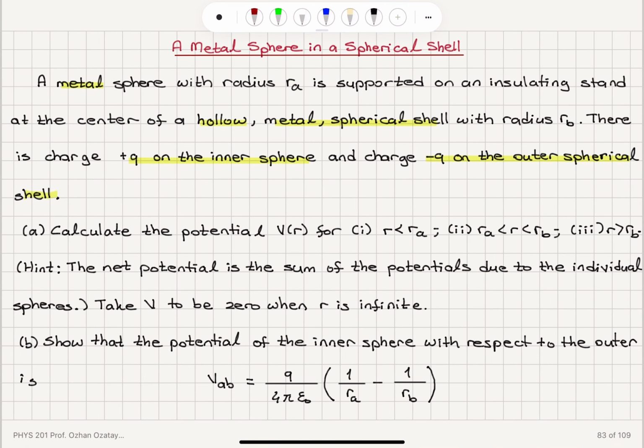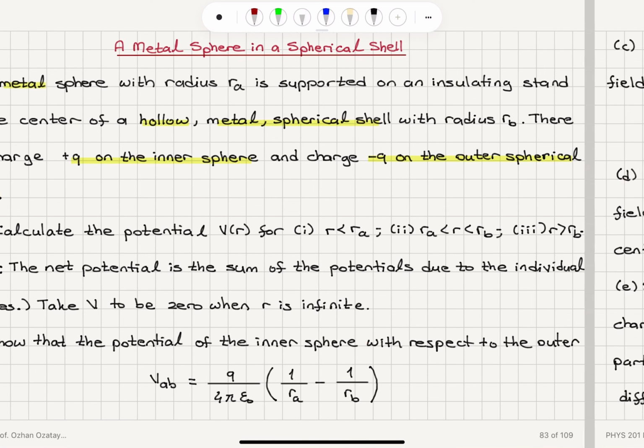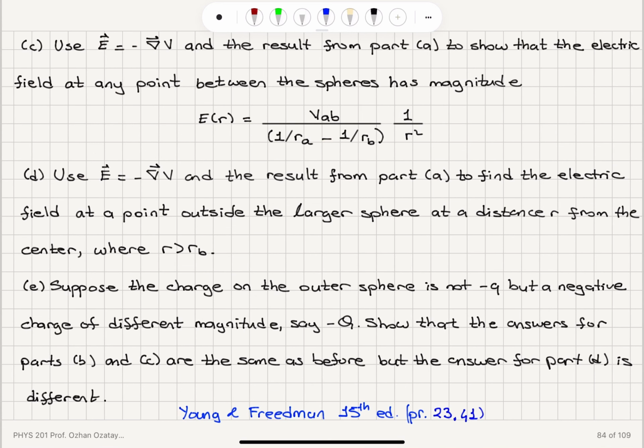We also calculated in part B the potential of the inner sphere with respect to the outer sphere. Use electric field is equal to minus gradient of voltage and the result from part A to show that the electric field at any point between the spheres has a magnitude VAB divided by 1 over RA minus 1 over RB, multiplied with 1 over r squared.